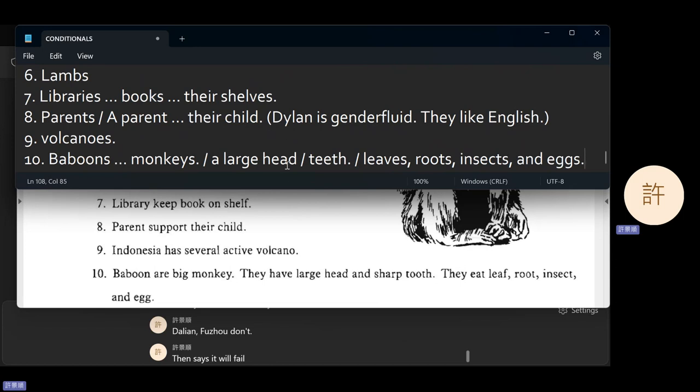Again, this is to make sure that the reader does not misunderstand and think that baboons have more than one head. For the same reason, you can also change baboon and monkey to singular, but you have to keep the rest of these plural. Because even for one singular baboon, it will have more than one tooth, and it will eat more than one leaf, root, insect, and egg. So baboons, monkeys, a baboon is a big monkey. The baboon is a big monkey.